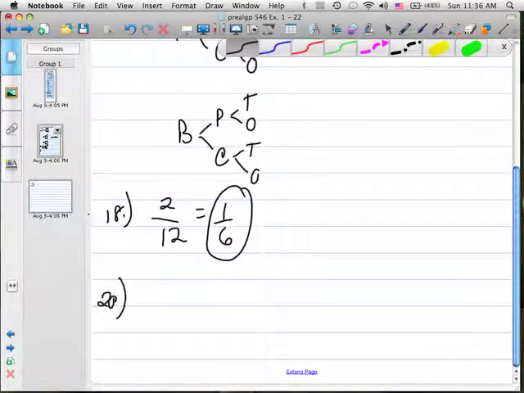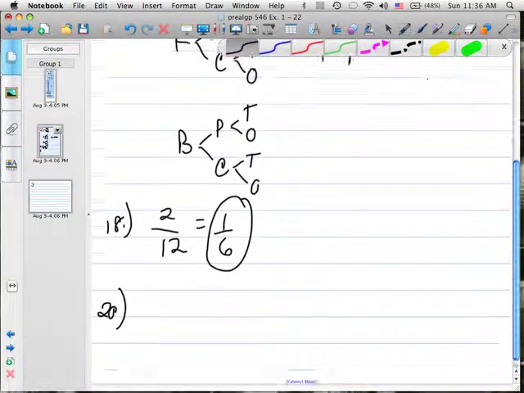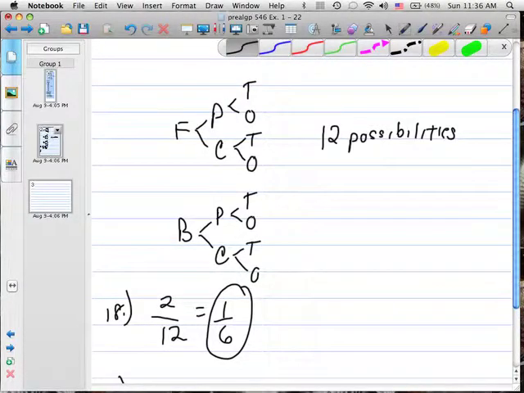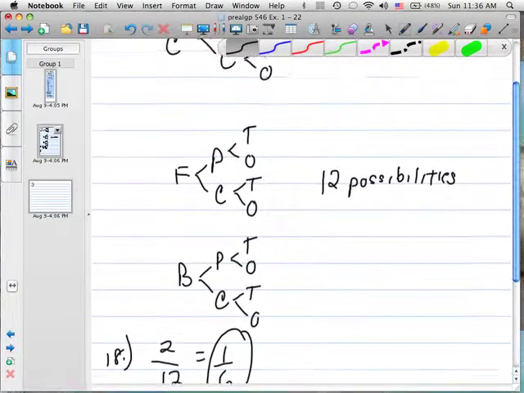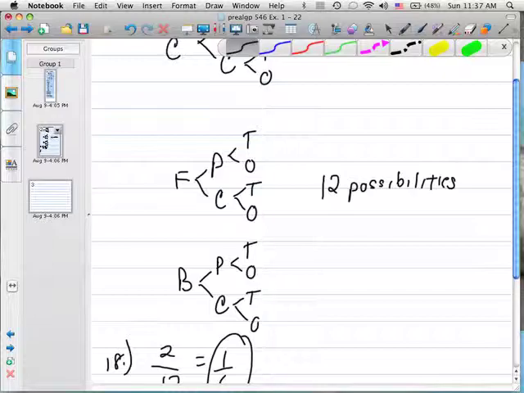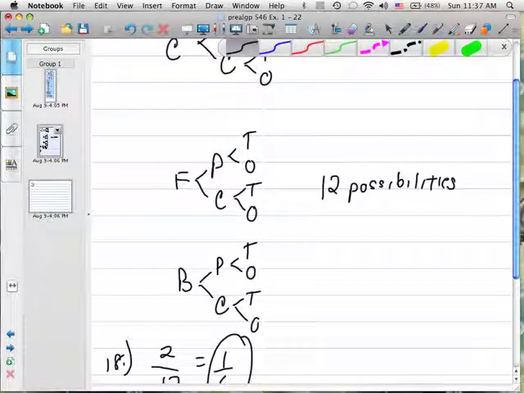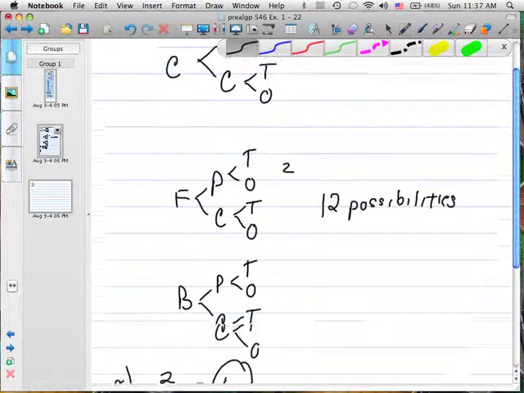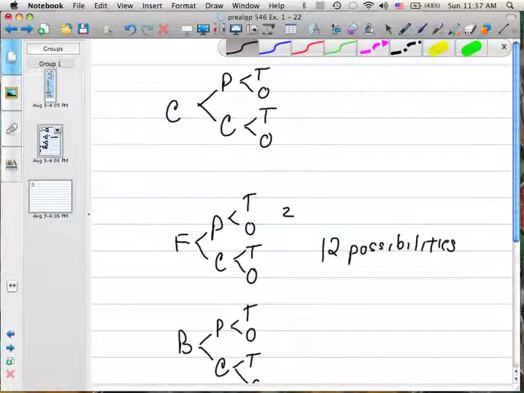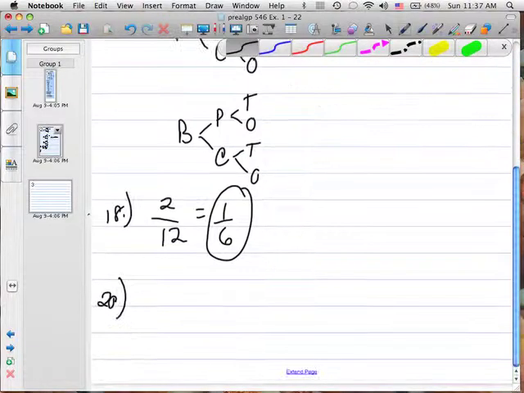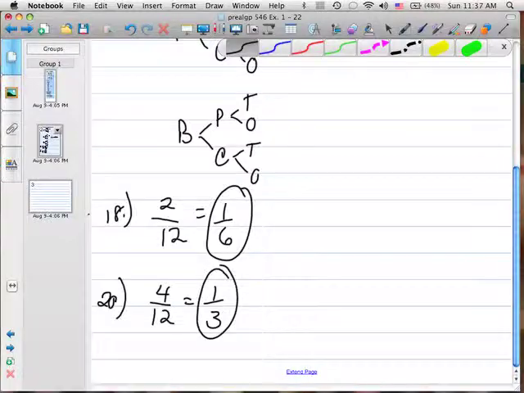And number 20, the probability of not beef, well, that would make it fish or chicken. Not corn, that would make it peas. And tomato soup or onion soup. So not beef, we could have fish, peas, tomato, or onion. So there's 2 here. And here we could have chicken, peas, tomato. There's 2 here. So there's a total of 4 ways we can do that. So 4 out of 12, which equals 1/3.